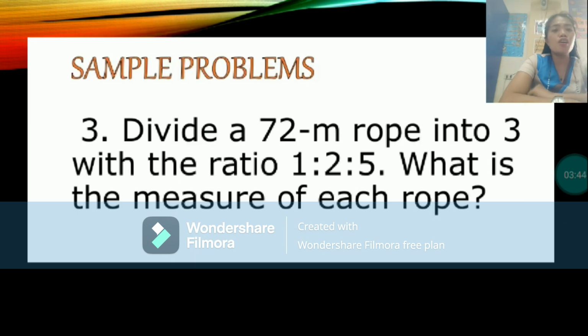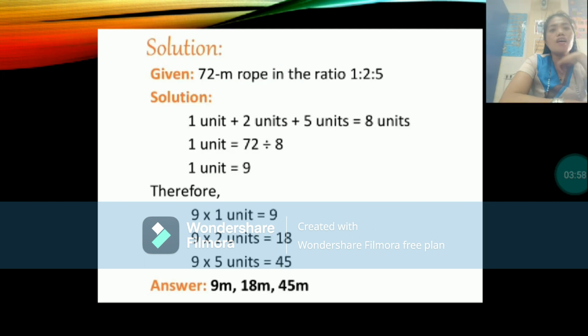Okay, let us have the third sample problem. Number 3: divide a 72-meter rope into 3 with a ratio 1 is to 2 is to 5. What is the measure of each rope? Okay, here's the solution. Given a 72-meter rope in the ratio 1 is to 2 is to 5. So we have 1 unit plus 2 units plus 5 units, which is 8 units in all. So 1 unit would be the total length of the rope, 72 meters, divided by 8. Then 1 unit is equal to 9.